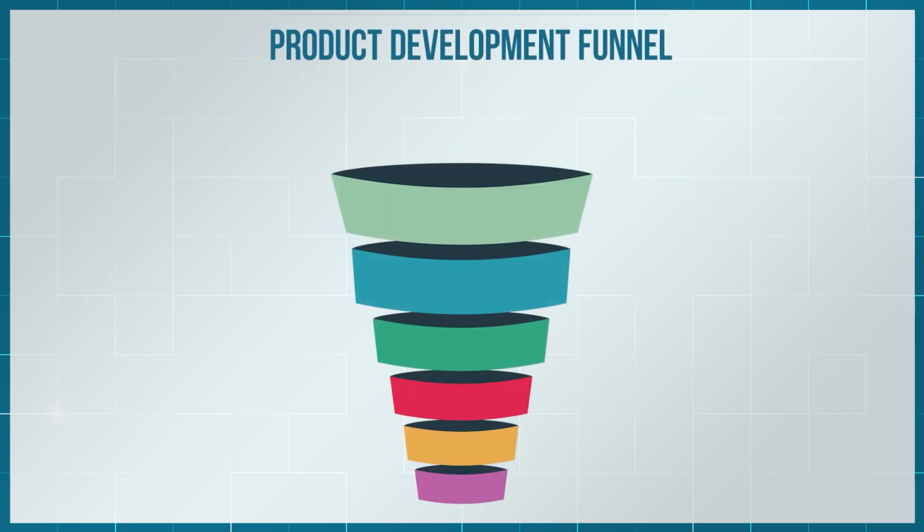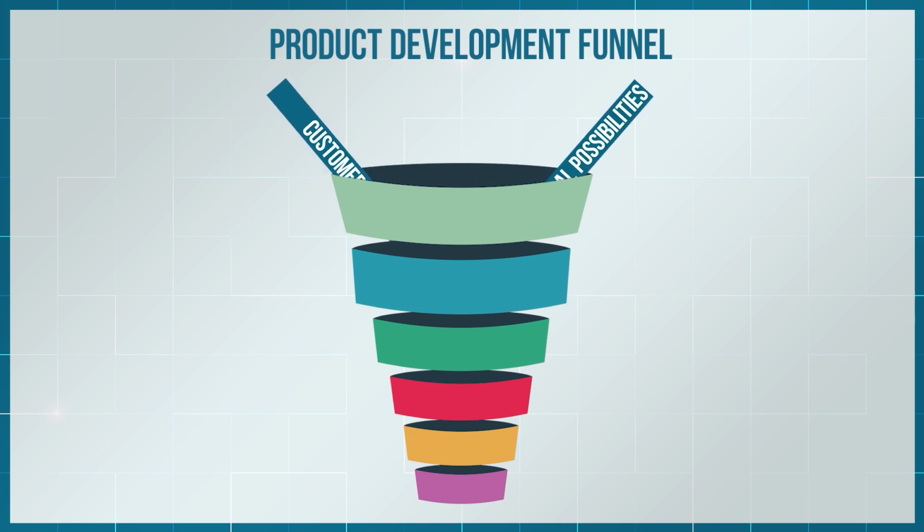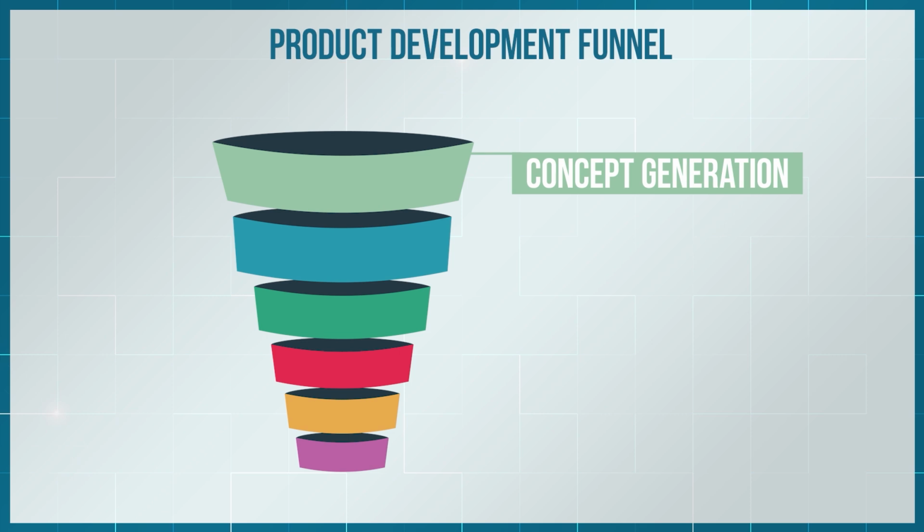Now we look at doing things right. What you see here is what is known as the product development funnel. The depiction looks like a funnel. Essentially what it says is that there are multiple customer needs and there are multiple technological possibilities. And what is happening when you develop a new product is that you are combining customer needs with technological possibilities and you are developing what is known as a concept.